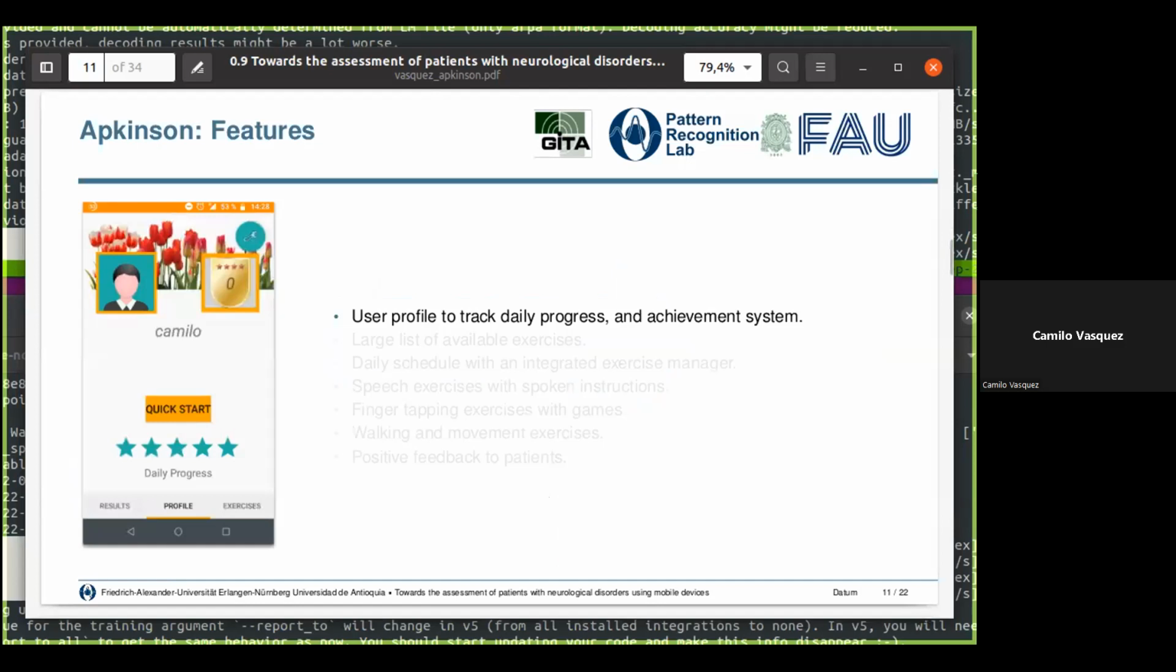Now, what are the core components and the main components of the app? We have a user profile of the patients where they can track the daily progress of their exercises. They can access in a very easy way the different exercises that they have to perform every day, and they have a reward system in order to track their progress, see their results, and check their medication intake, among other features.